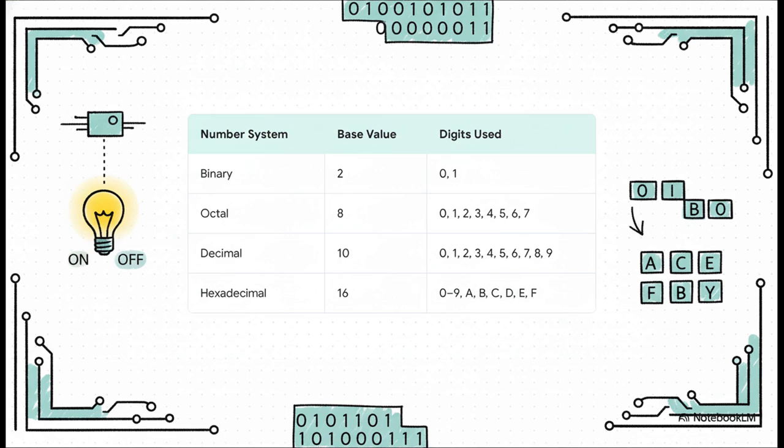All right, so here's our roadmap for this whole explainer. These are the four big players, the main number systems in the world of computing. And I get it, this might look a little intimidating at first. You've got different bases, different digits, but trust me, it's way simpler than it looks. We're going to start with the one you already know like the back of your hand.